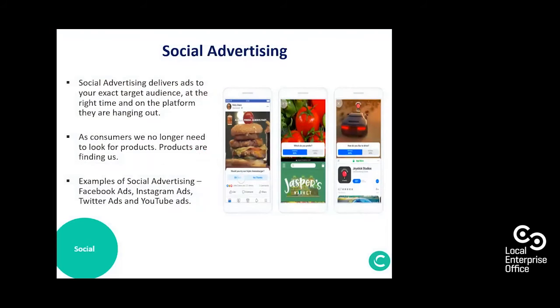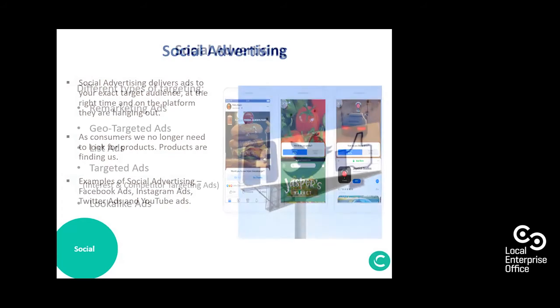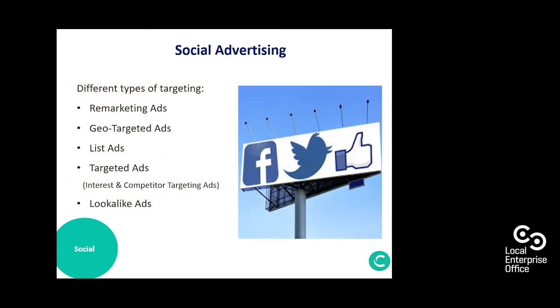Social advertising delivers ads to your exact target audience at the right time and on the platform that they're hanging out on. As consumers, we no longer need to look for products. Products are finding us. Examples of social advertising would include Facebook ads, Instagram ads, Twitter ads, and YouTube ads. So here are some of the types of targeting.